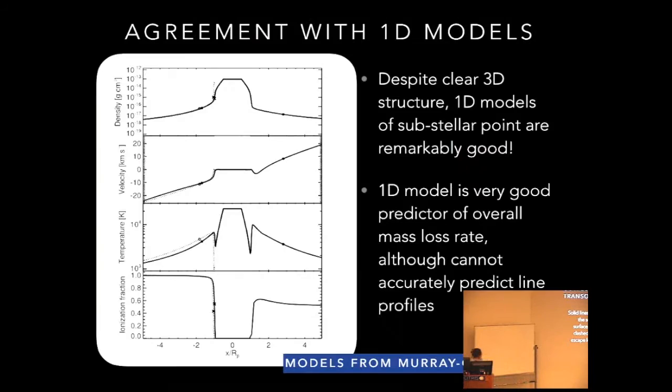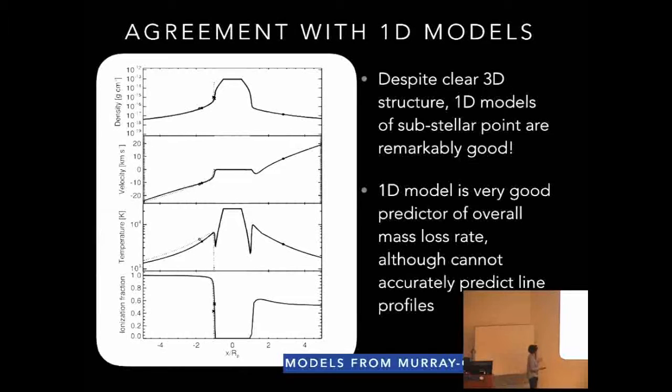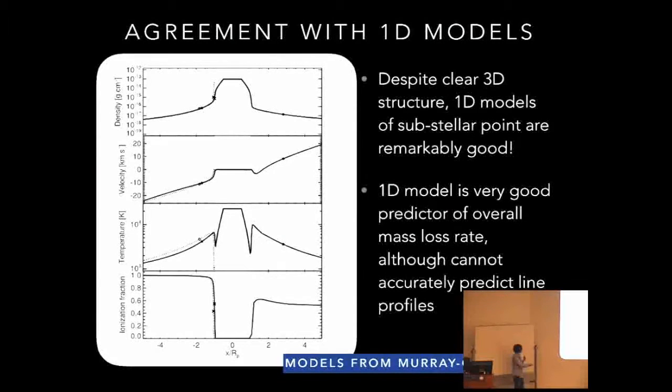Now, despite all of these sort of interesting structures that arise from this strong day-night difference in the irradiation, the 1D models that go through the substellar point are actually really remarkably good. So these are 1D models from Ruth Murray-Clay's 2009 paper. The black lines here show the ionization fraction, temperature, velocity, and density as a function of the line of sight direction, we label X here, from our simulation. So black is the simulation, and then these dashed lines just show the simple 1D model. So you can see that the match-up on the substellar ray is just really, really good.